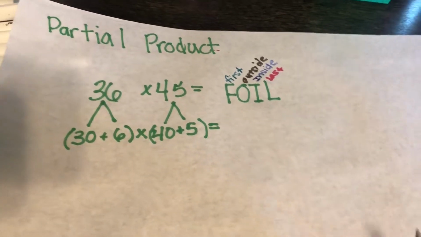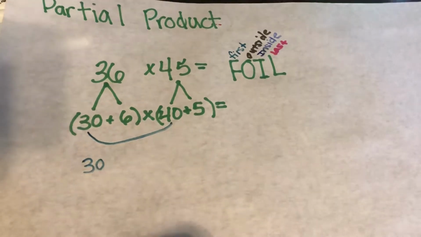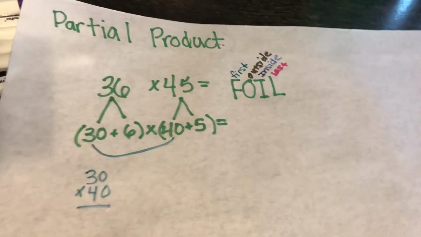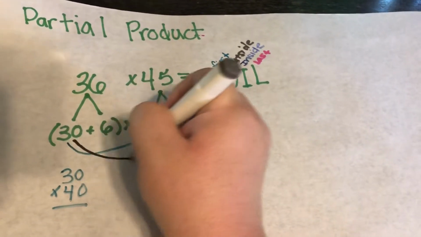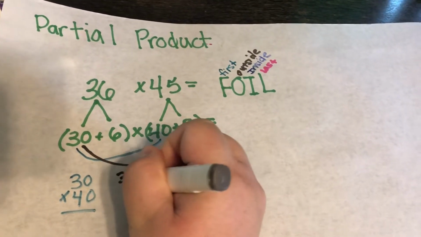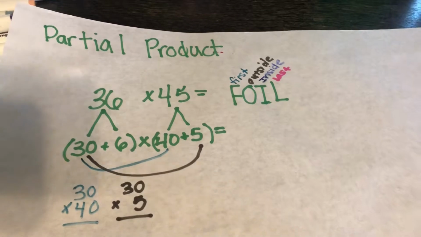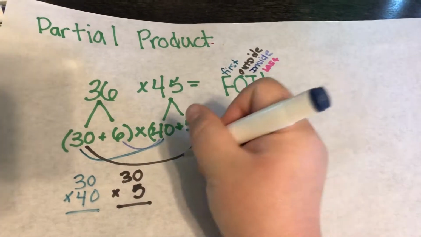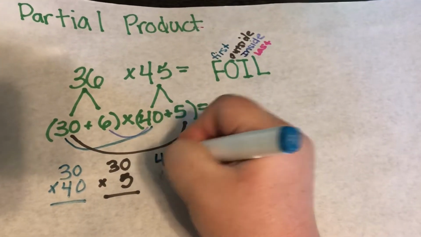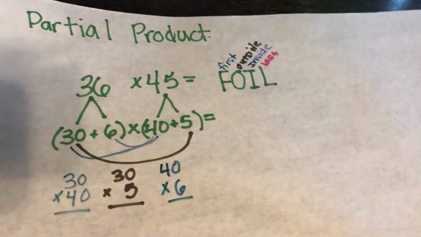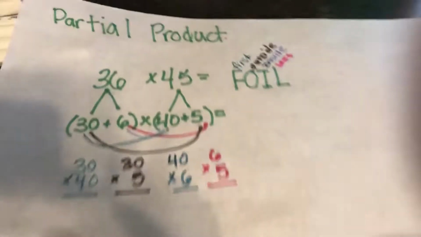I'll show you. F is first, so that means we need to multiply the first numbers of the parentheses, which is 30 times 40, and that's part of it. Now our next one in FOIL is outside. So the outside would be the outside numbers, that's 30 times 5. And now the I is inside. So the inside is the inside numbers, so that is 40 times 6. And then last is the last number, so that is 6 times 5. Now, if you always do FOIL, you know that you've done all of them.